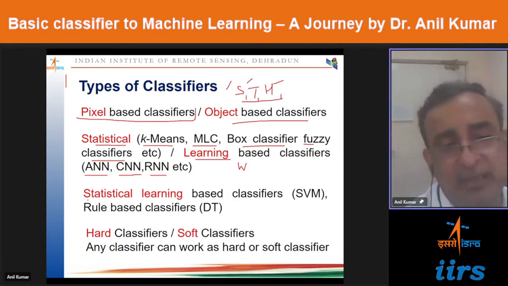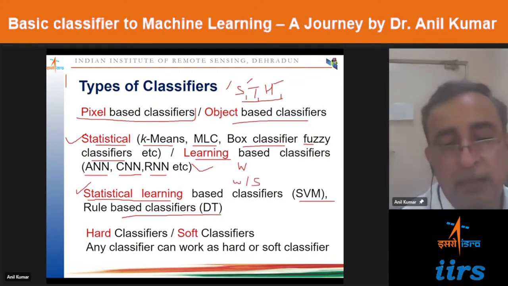Then third category, you can see statistical learning. So first is statistical, second is learning, and third is statistical learning, like support vector machine. So the support vector machine and the rule-based classifiers like decision tree are basically statistical learning. They sometimes use weights as well as statistical parameters like mean, mode.